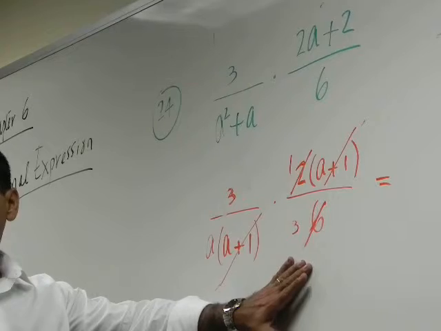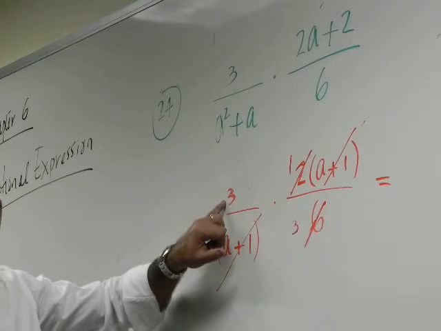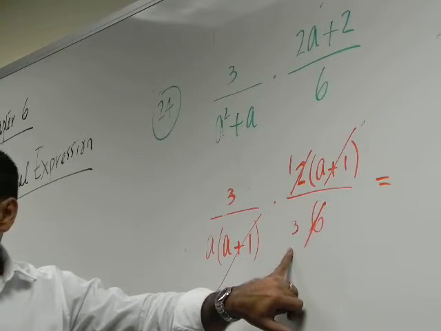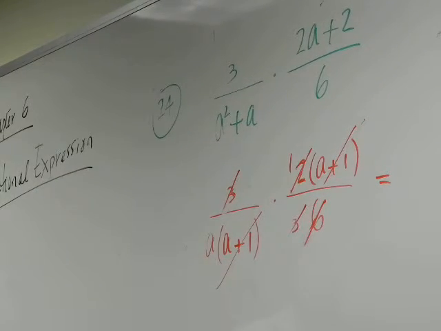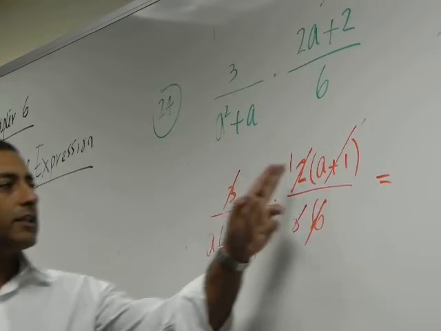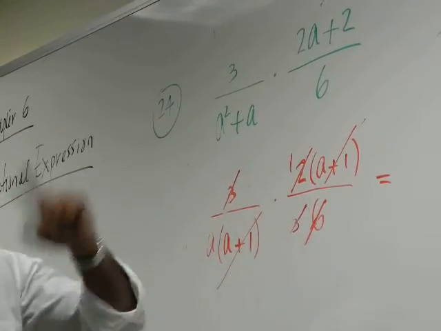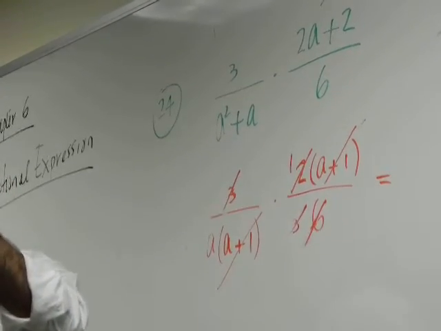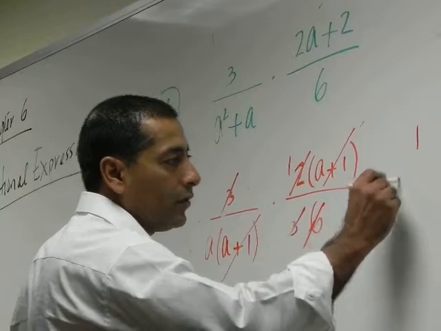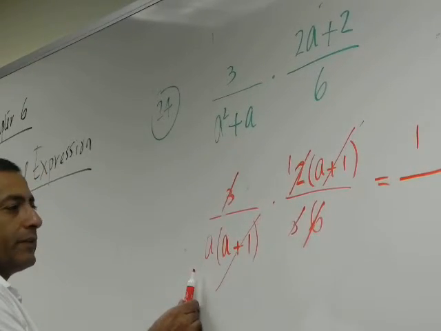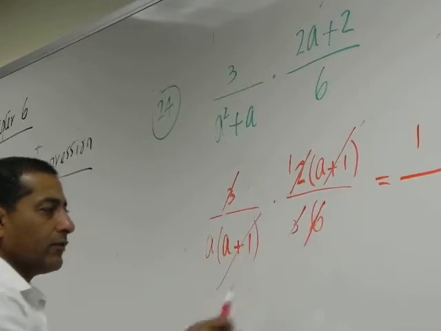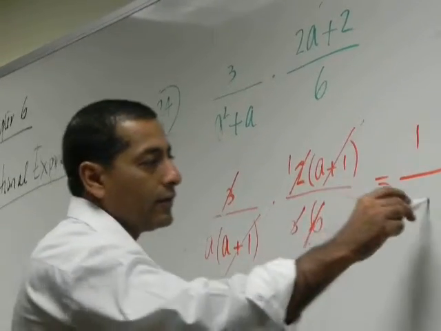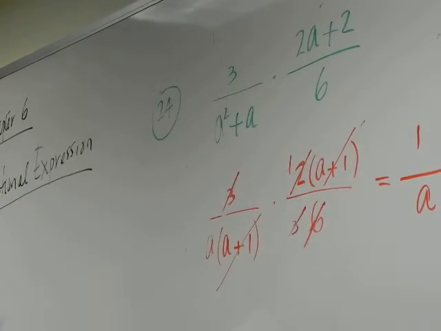Okay. Any questions so far here? Okay. Now we have a 3 at the top, and we also have a 3 remaining at the bottom, right? So we can also cancel them. That's what I was doing before. So now the question is, what do we have left at the top? Everything got canceled. It means you're always going to have 1 left, right? So I'm going to write down 1 over. At the bottom, what do we have? This a plus 1 is already gone. 3 is gone. 6 is gone, right? So what are you going to have left? A. So 1 over a. That would be the answer for this case, right?